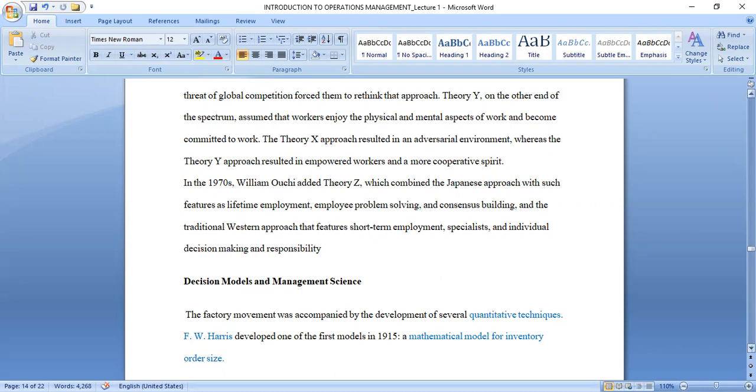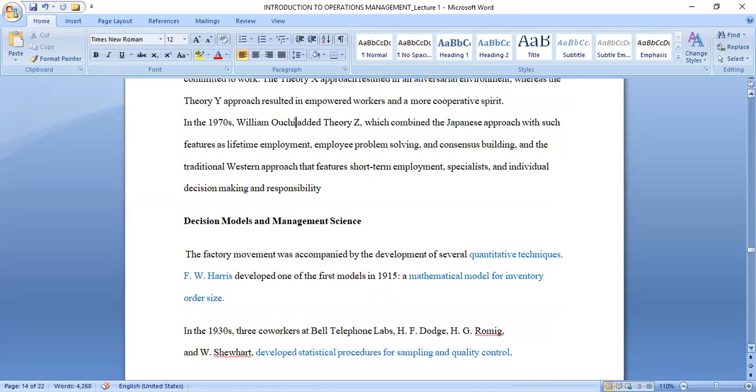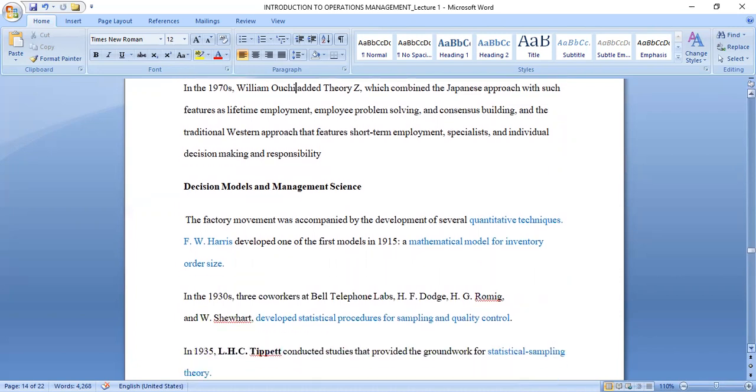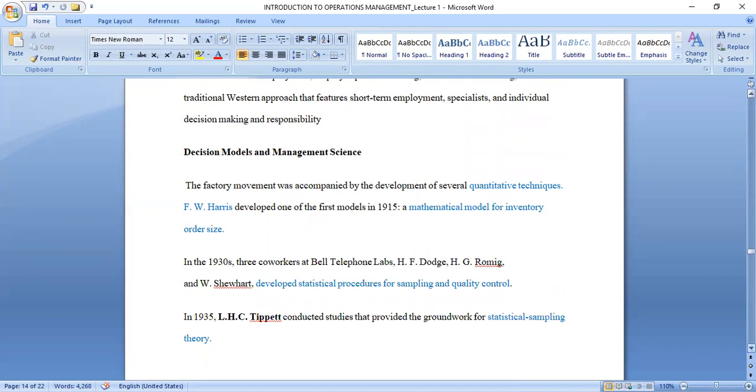So that was all about the human relations movement, which in summary was talking about motivating workers. Then from there we had another era of decision models and management sciences.